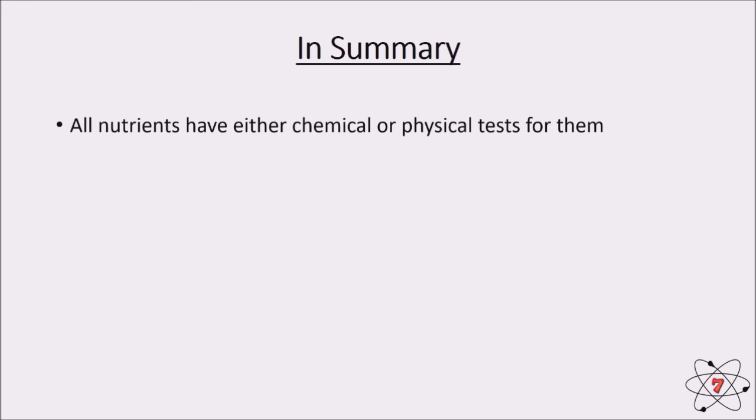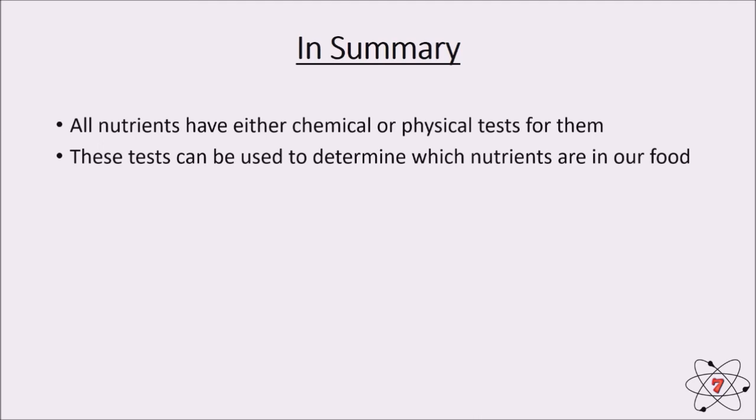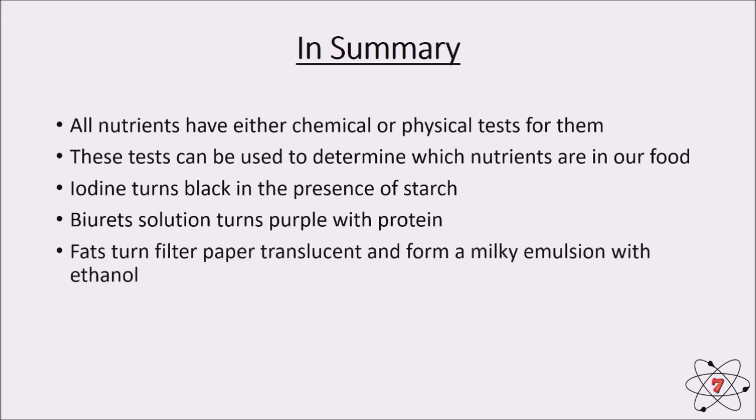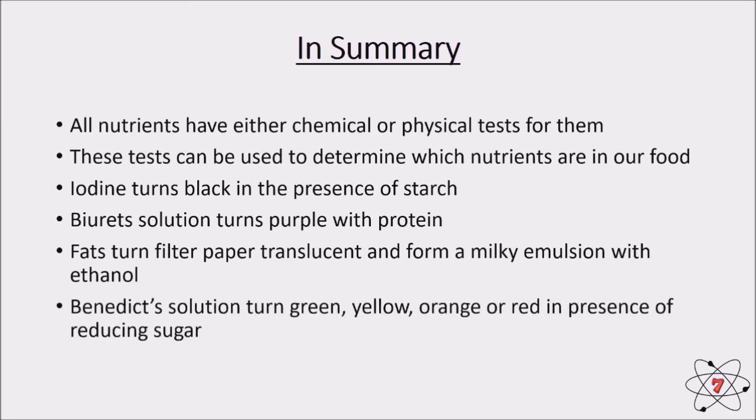In summary, all nutrients have either chemical or physical tests for them. These tests can be used to determine which nutrients are in our foods. Iodine turns black in the presence of starch. Biuret solution turns purple with protein. Fats turn filter paper translucent, or they can form a milky emulsion with ethanol. Benedict's solution turns green, yellow, orange, or red in the presence of a reducing sugar. Red means that there is more reducing sugar, and green means that there is less reducing sugar.